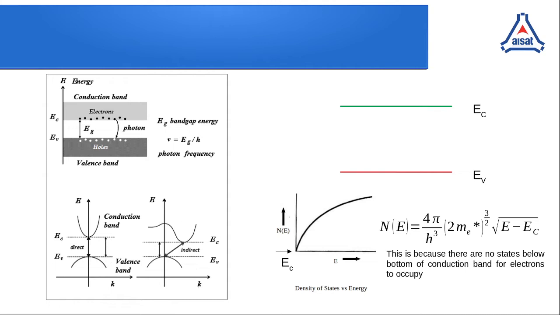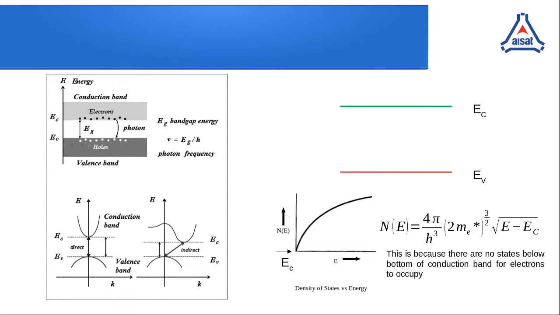Another type of semiconductor is an indirect semiconductor, where the bottom of the conduction band is not in line with the top of the valence band. Here, whenever there is an electron exchange between the bands, light energy is also produced.